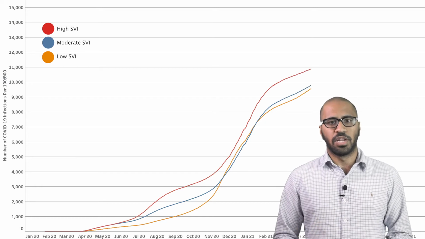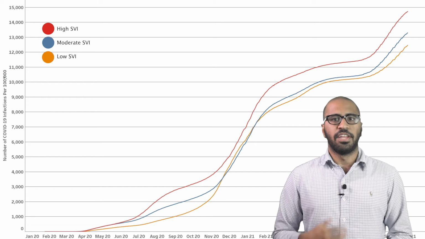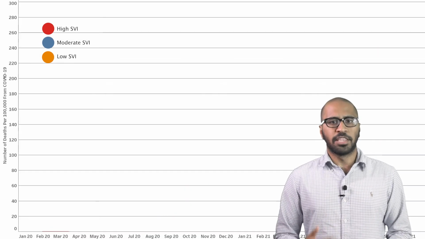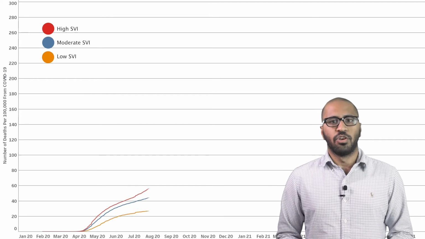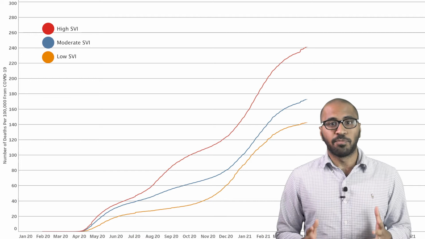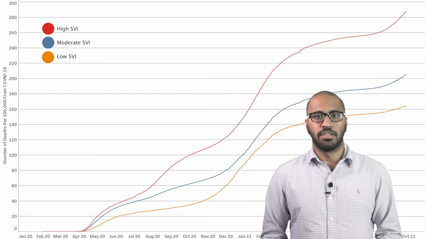As of September 2021, there were 18% more infections in high vulnerability counties than in low vulnerability counties across the United States. When we repeat the previous process for the number of deaths, we see a similar pattern. As of September 2021, 75% more people have died in high-risk communities than in low-risk communities. The most vulnerable counties have the highest COVID deaths and infection rates in the country.